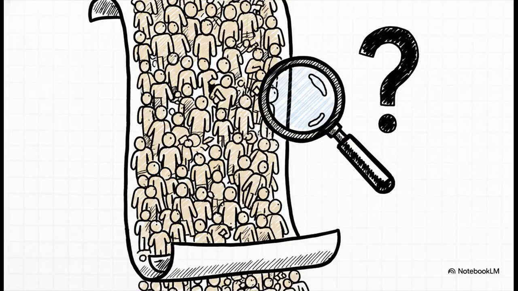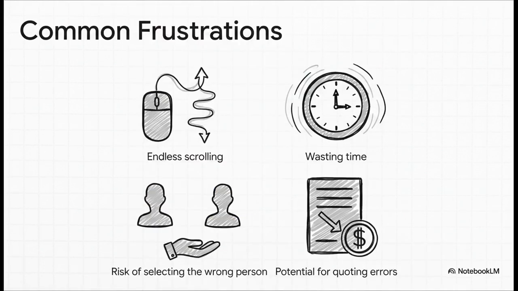I mean, when you're just staring at a single, long, unsorted list of every single person in the company, that simple task suddenly feels kind of impossible. You know the right person is in there somewhere, but finding them feels like a treasure hunt with no map. And this is where the real headaches start, right? You're just scrolling and scrolling, trying to remember who's on which team. You're wasting precious time. And that doesn't just increase the risk of picking the wrong person, it can actually lead to some pretty costly errors in your quotes down the line.